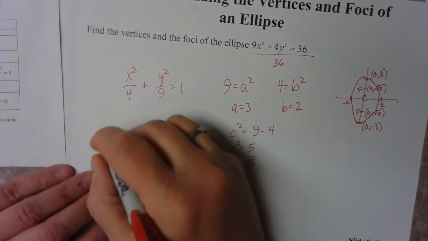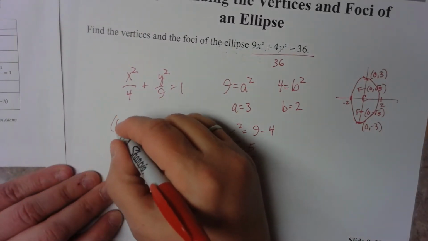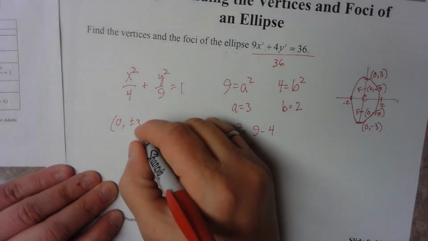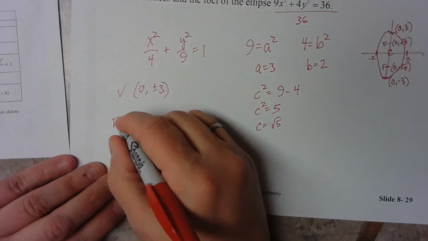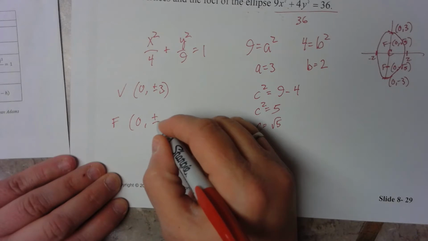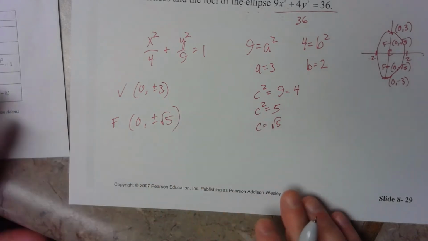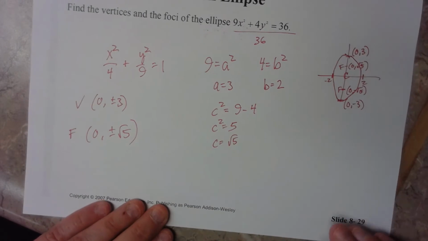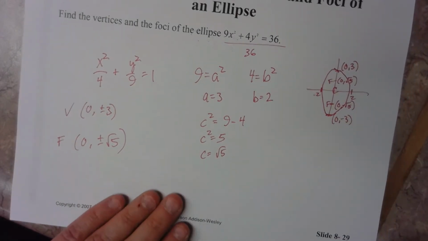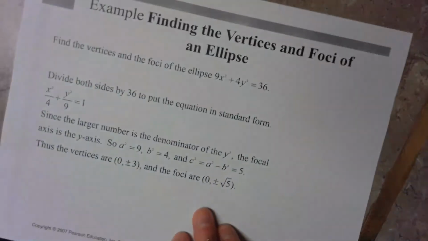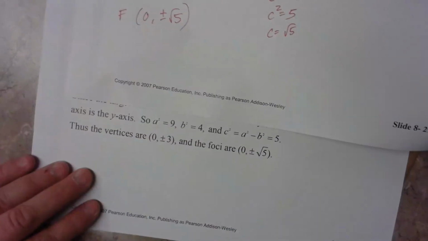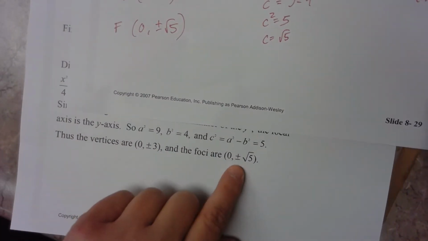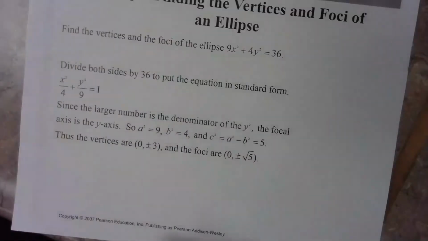So my vertices are going to be at 0, comma, plus or minus 3. My foci are going to be at 0, plus or minus the square root of 5. This can get complicated. We're not going to get that complicated in this circumstance. Oh, this just says that I'm right. 0 plus or minus 3, 0 plus or minus the square root of 5.